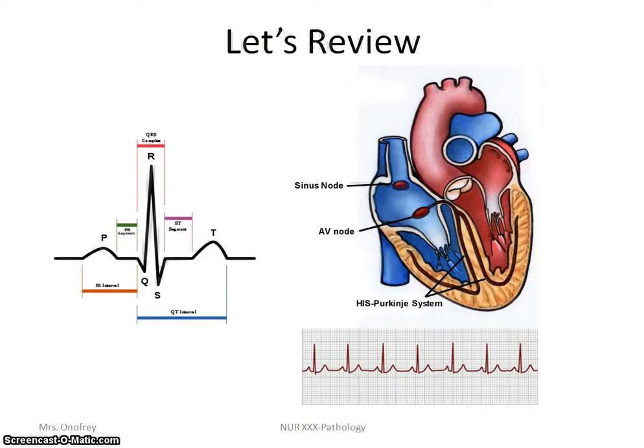So first, let's review. The normal heart rhythm begins in the SA node, travels to the AV node, next to the bundle of His and then the Purkinje fibers. The result of the normal electrical conduction of the heart is a normal sinus rhythm. The rhythm is regular with a rate normally 60 to 100 beats per minute. The QRS duration is normal and there is a P wave prior to every QRS complex.